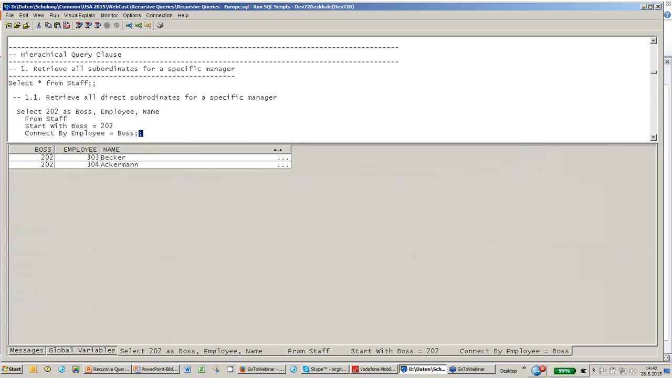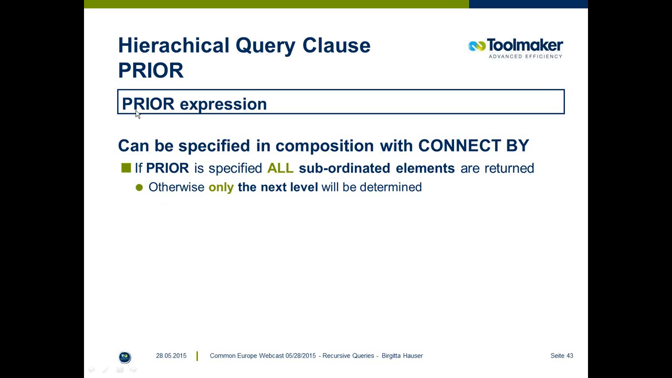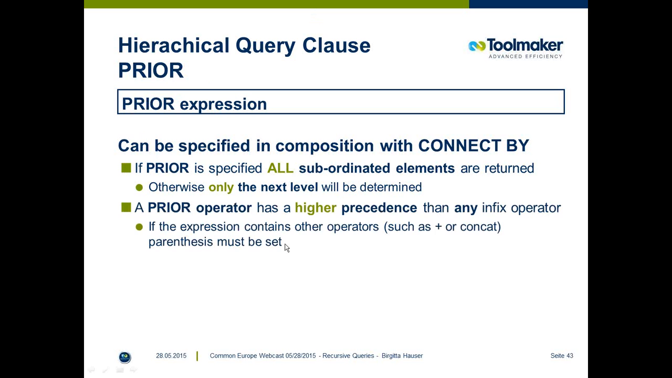we missed something, a very small piece of information, but sometimes you sit in front of it and say, why doesn't it work? I did everything, I have the starting point, I joined the employee with the boss, okay. I forgot one expression, which is prior. As long as I do not specify this prior, it will stay on the same level, so it only goes to the next row and returns it. If we add the prior, it knows, okay, I have to loop until the end of this information, and we get all subordinated elements.